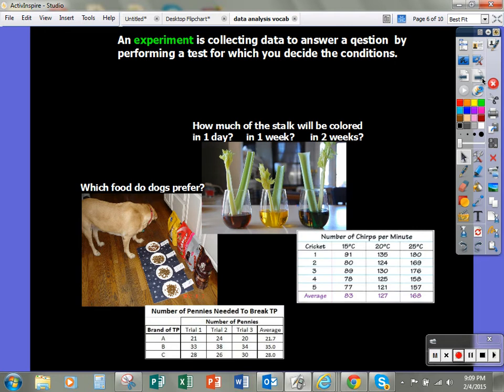An experiment is when you collect data to answer a question by performing some kind of test. You may have done this in the science fair. Examples could be what food do dogs prefer, how much of the stalk will be colored in various amounts of time. You could record the number of chirps per minute by a cricket at different temperatures, or how many pennies it would take to break different brands of toilet paper.